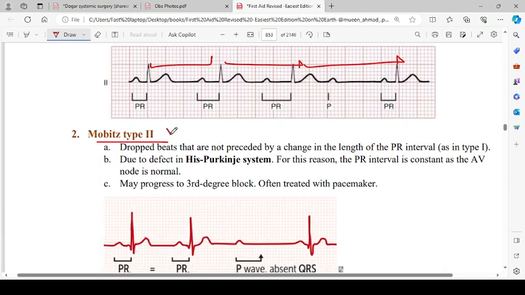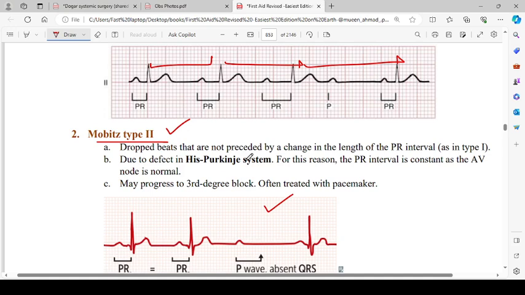Then comes the Mobitz type 2. So dropped beats are not preceded by a change in length of the PR interval as in type 1, due to the defect in the His-Purkinje system. The beats are also dropped in Mobitz type 2, but there is no prolongation of the PR interval. It does not require the PR interval to keep on prolonging progressively and then a beat will be dropped. It just drops a beat out of nowhere.